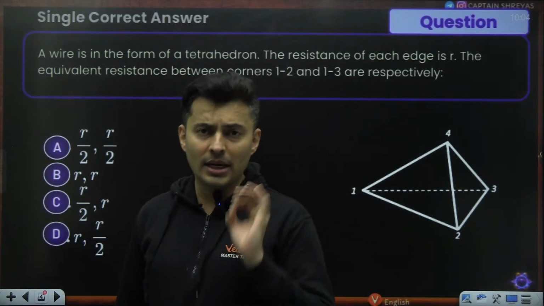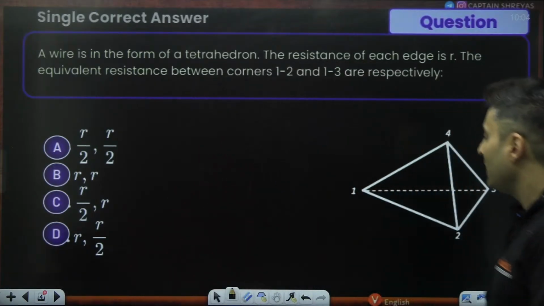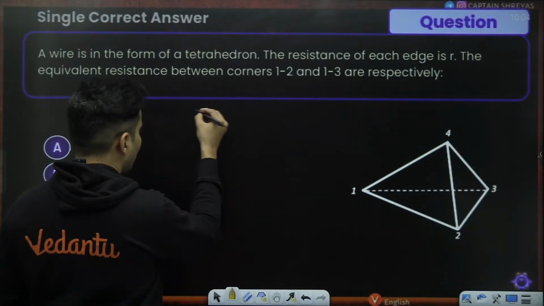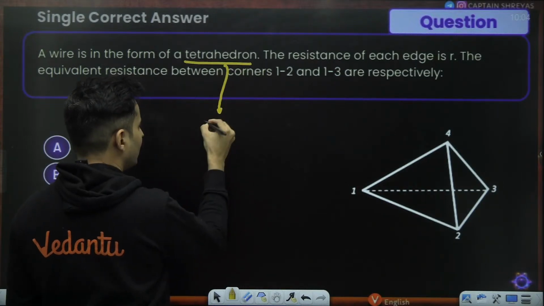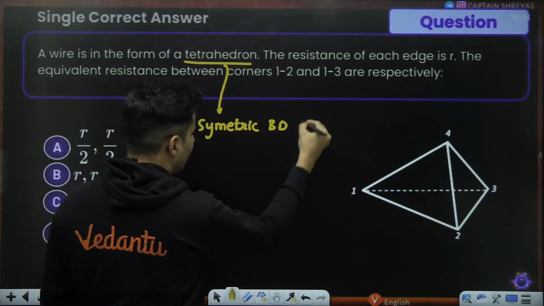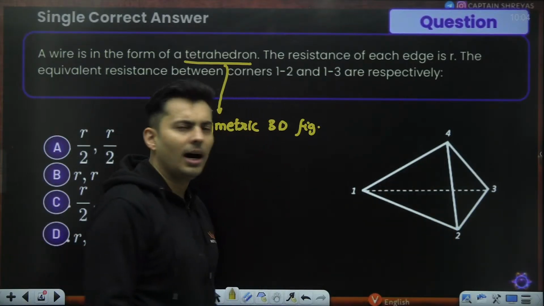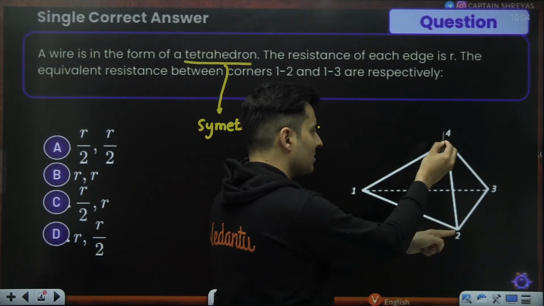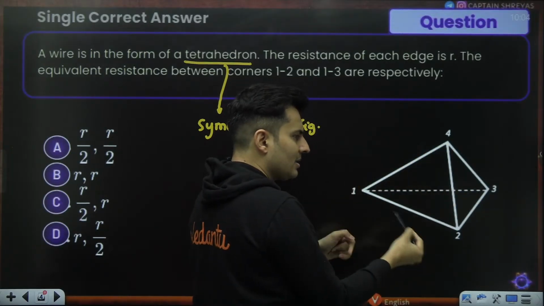I'll tell you how you can eliminate the options. Yes, in advance also you can eliminate options. It's very rare, but you can. See, over here, a tetrahedron is basically a symmetric three-dimensional figure. So any 2 points you take are identical. Whether you take this point and this point, or this and that, any 2 points are identical.